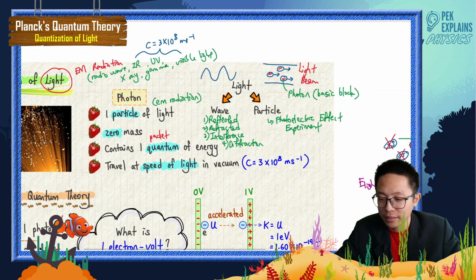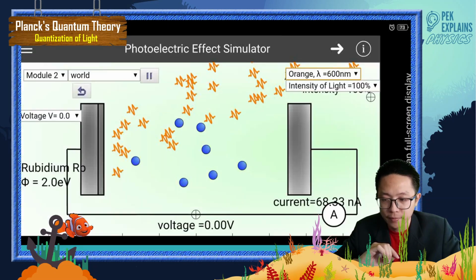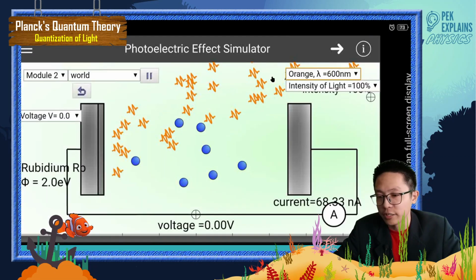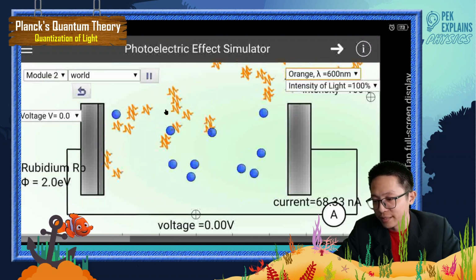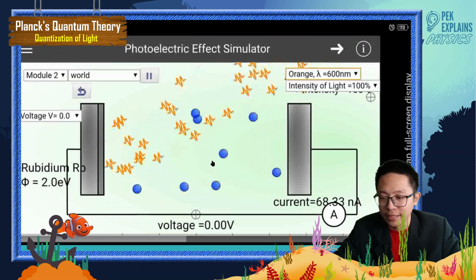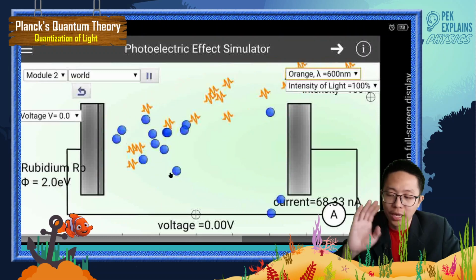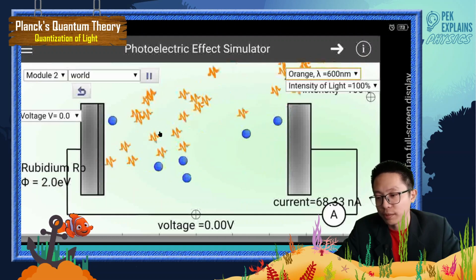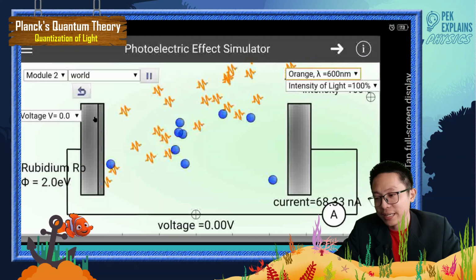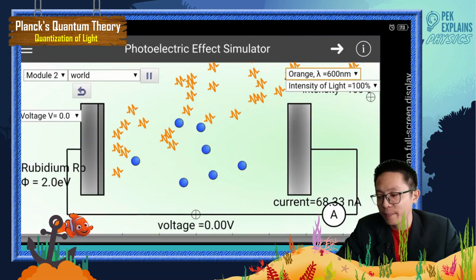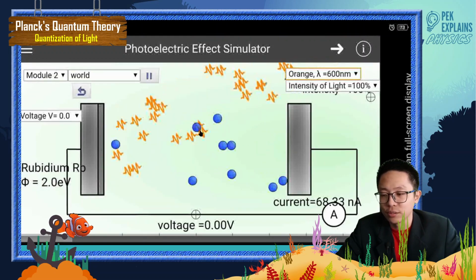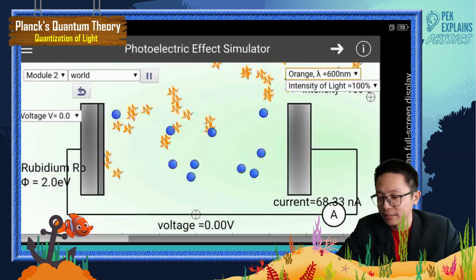Okay, but here there's one interesting simulation to show you. This is the incident light. This is actually the orange light. We use the orange light with intensity 100%. Do you see the light particle? They have the wavelength. This is the particle. The blue one is actually the electron ejected from the metal surface. Don't care about the electron first. We just want to look at the orange particle. You see, this orange particle is raining on this metal surface. Then an electron is ejected. So you see, light also looks like a particle. It's like raining, raindrops.